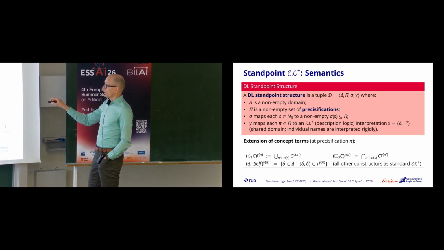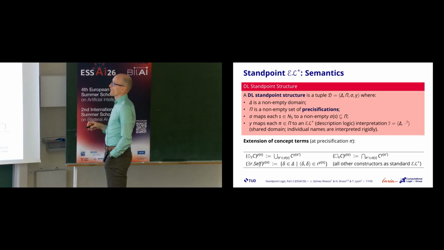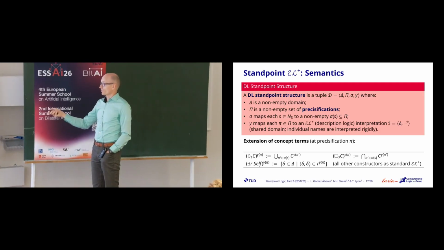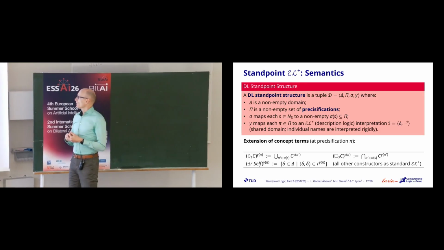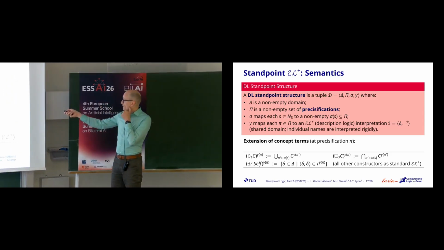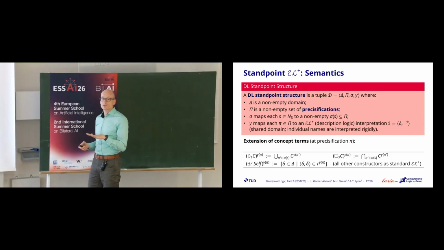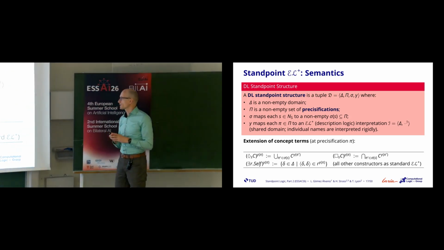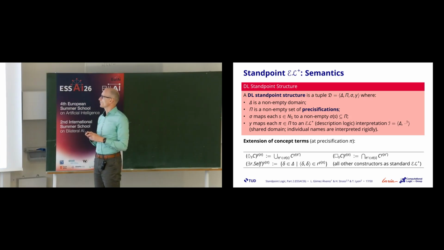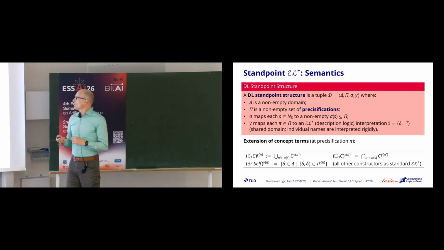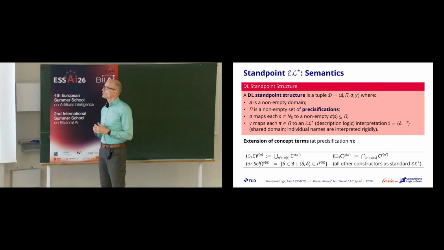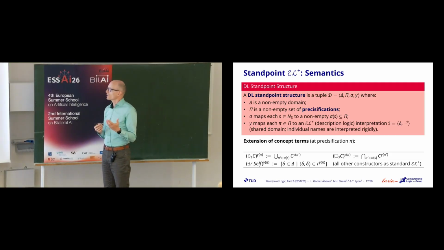And we additionally require that individual names, so those from N_I, are interpreted rigidly. That means they are interpreted as the same individuals across precisifications. This also makes things technically easier for us. And then the interpretation of the typical description logic constructors is as usual.